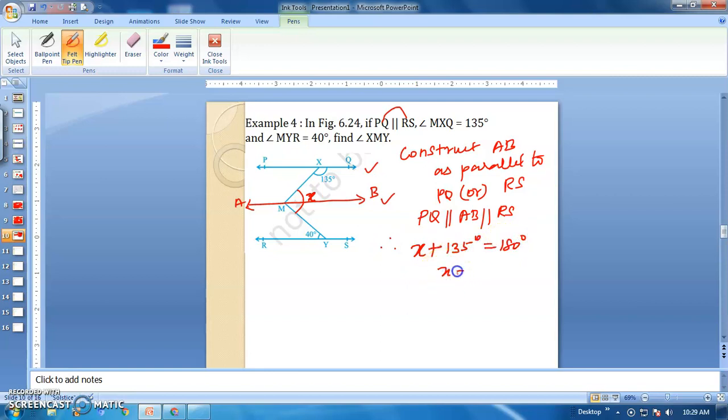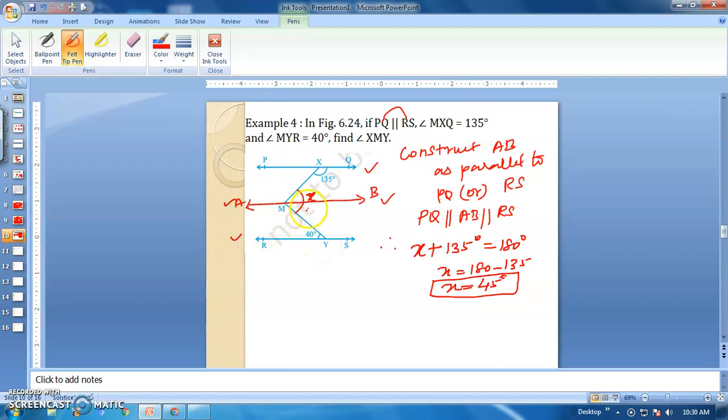So what is x now? x equal to 180 minus 135, so equal to 45. So x equal to 45. So this one is 45 degrees now. Next I need this angle. So now take these two, they are parallel, we already know that. Now this is the transversal, MO is the transversal.